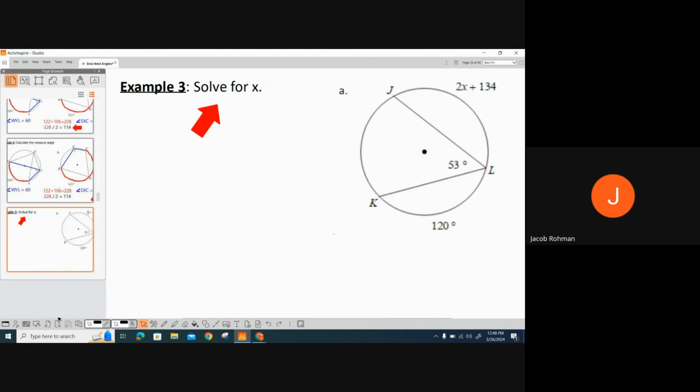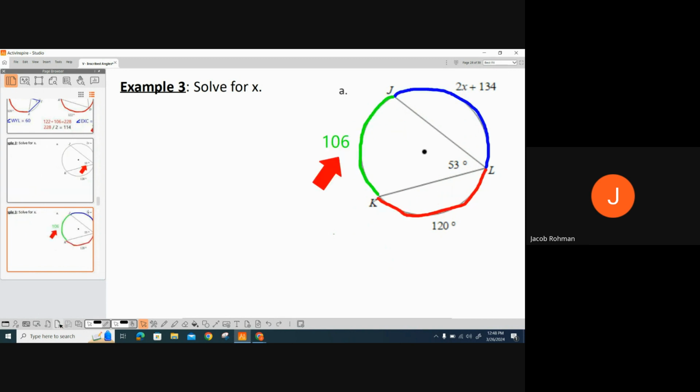Number 3, it says solve for x. Now, here we're given a little bit of information, but we're given that 2x plus 134 is arc JL, and then the 120 degrees is arc KL. And so kind of with our deductive reasoning here, we can figure out that arc JK is going to be double of this 53 degrees since this is an inscribed angle.